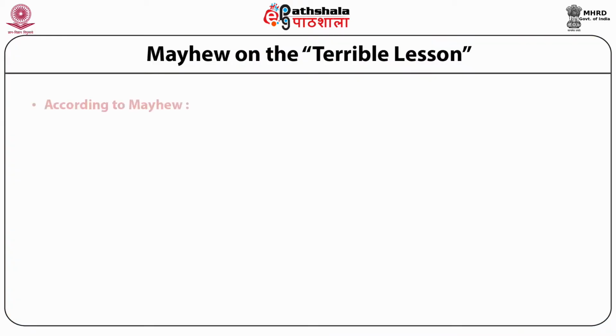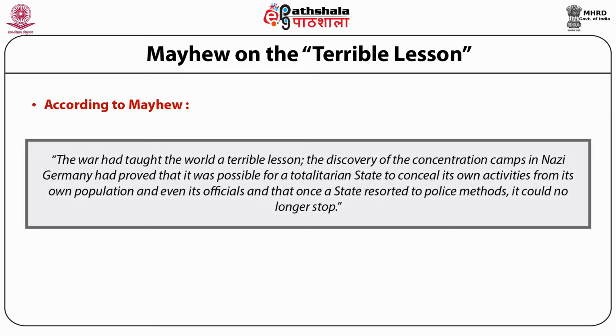It's interesting to recount a quote by Christopher Mayhew, who explains why the Human Rights Commission, the Committee, the United Nations, all of them felt the need to reiterate the right to life. I quote: "The war had taught the world a terrible lesson. Germany had proved that it was possible for a totalitarian state to conceal its own activities from its own population and even its officials, and that once a state resorted to police methods, it could no longer stop. The right to life, which prevented arbitrary arrest and detention, arbitrary deprivations of life and liberty, is one such safeguard against the horrors of the Nazi regime ever being perpetrated again in the future."